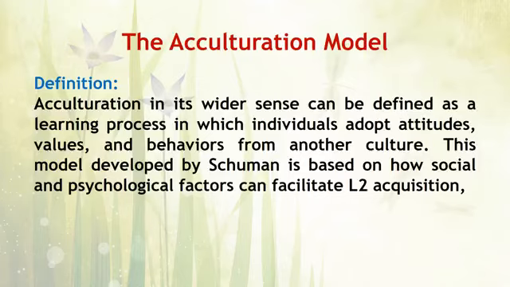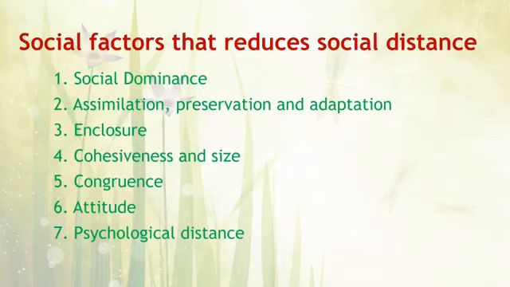Social distance refers to the learners as a member of a social group in contact with another social group whose members speak a different language. So, he lists the following social factors that can reduce social distance: social dominance, assimilation, preservation, adaptation, enclosure, cohesiveness and size, congruence, attitude and psychological distance. From the first, what is social dominance?